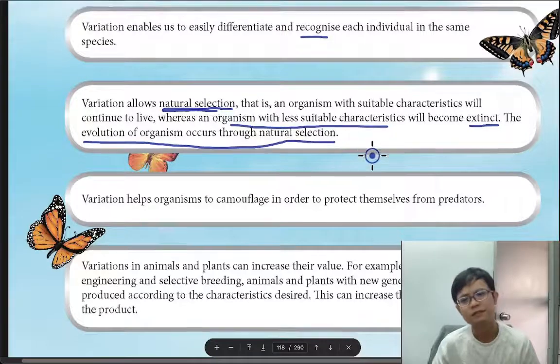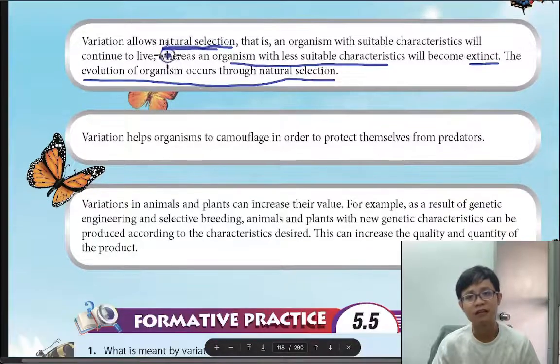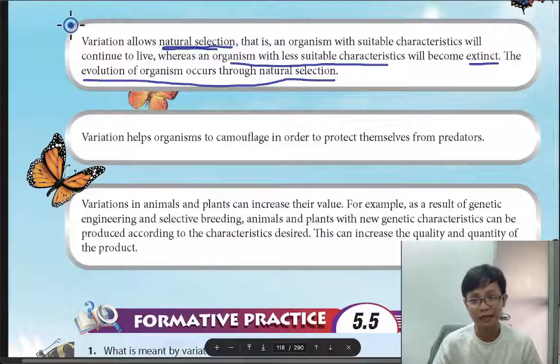And this is Charles Darwin's natural selection. I don't know why they put it here. It takes actually a whole chapter to talk about it.